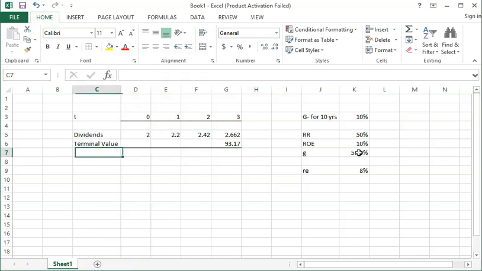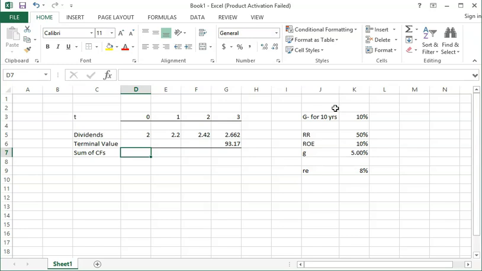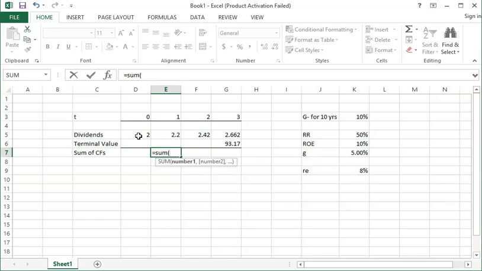Then we take the sum of cash flows, or cash flow dividend, or whatever you call it. I will ignore today's dividend. Why? Because this has already been paid, so it won't impact the value. Value is dependent on the future cash flows. We will only take future cash flows and not what has already been paid.